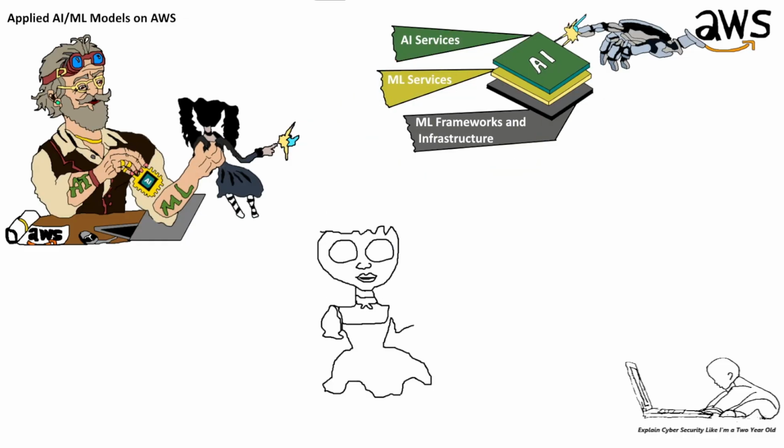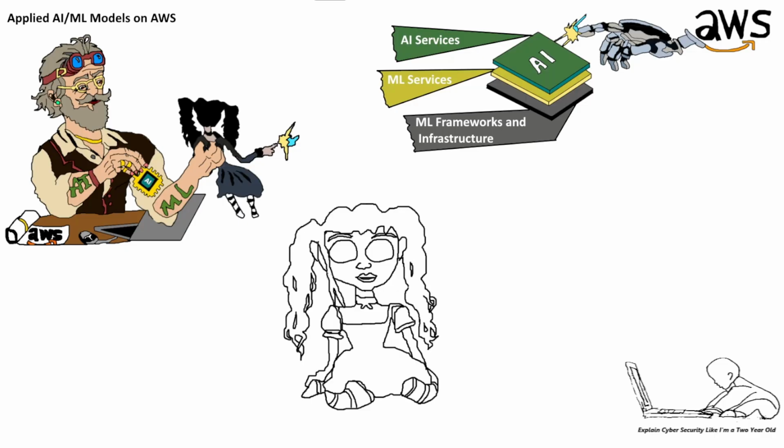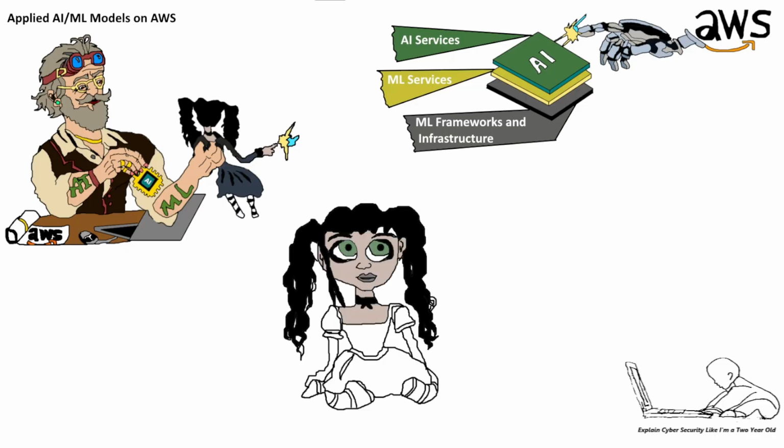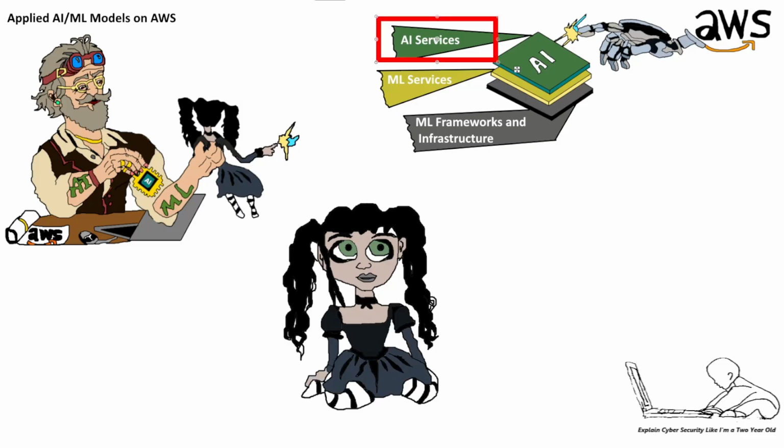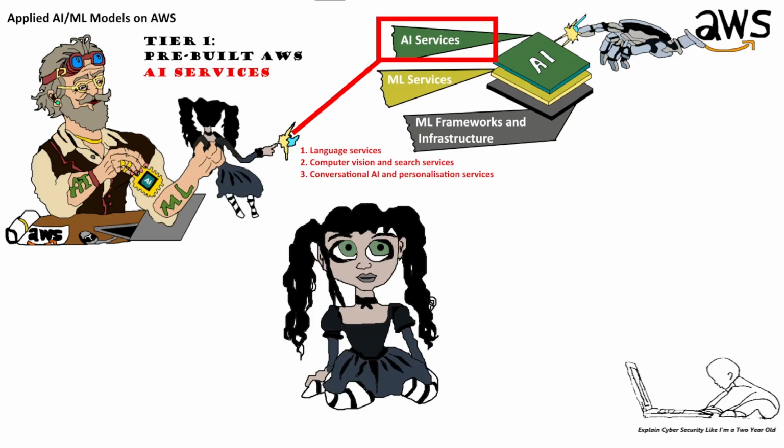So, in terms of our doll, let's imagine we want to apply some artificial life using AWS's pre-built managed models, starting with the AWS AI services, which are pre-built models that are already trained to perform specific functions, of which AWS defines 3 main categories. Let's start with the first, being language services.